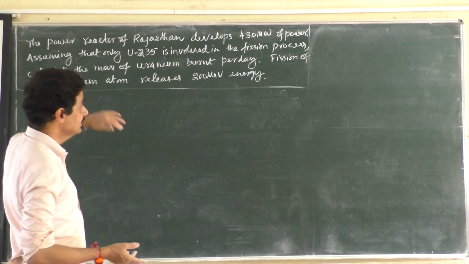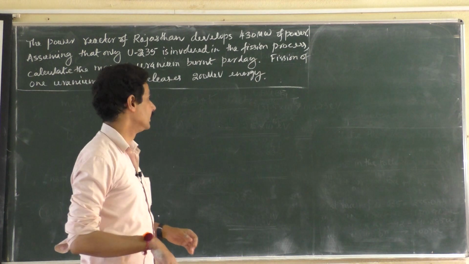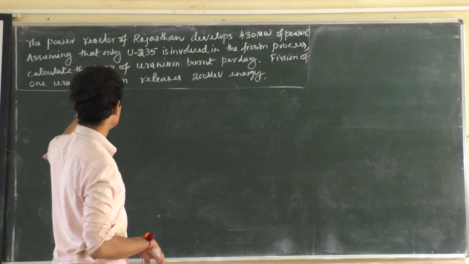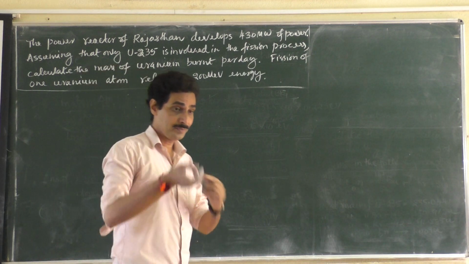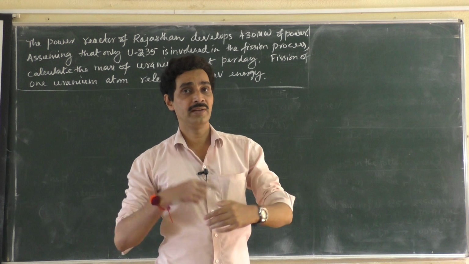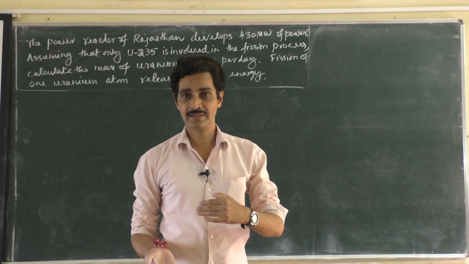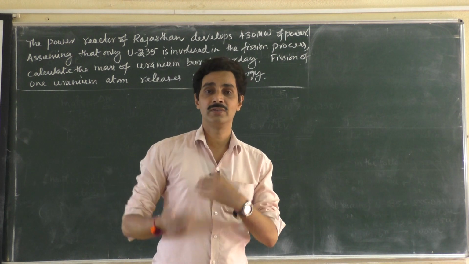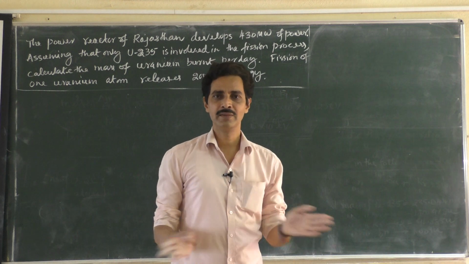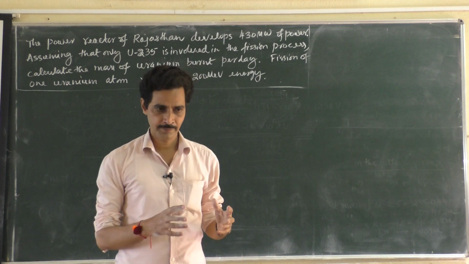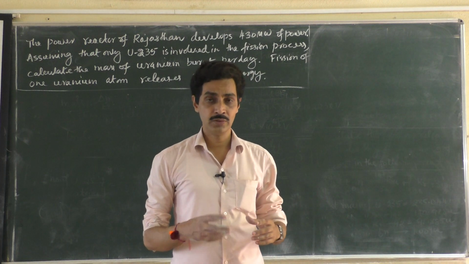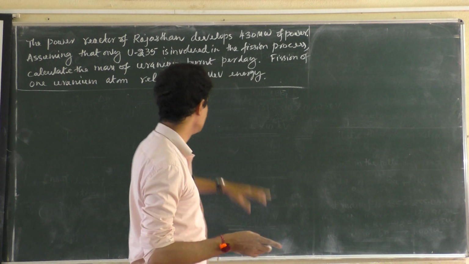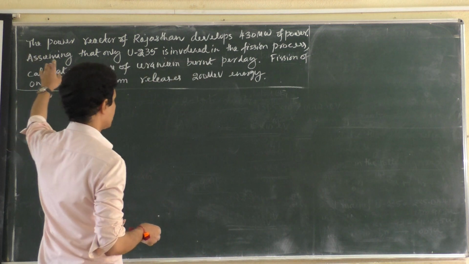So here power is given, that means energy per second is given. How much mass of uranium is burnt per day? That means you have to calculate the mass. Last time mass was given, you were asked to find out the total energy released. Now energy is given, you have to find out the mass. Reverse case, simply reverse. You take the total energy, and that energy makes how many fissions? Because you know what is the energy for one fission. It is given here. We will read the problem totally once.